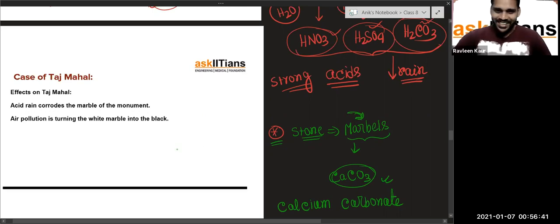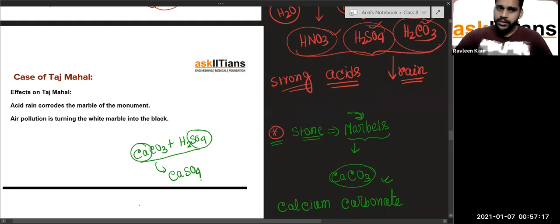Now these are marbles, meaning the tiles, the marbles. They are made up of calcium carbonate only. I'm just telling you the whole reaction that happens. Let's take any one of the acids, H2SO4, which would work. From the acid rain, it is coming down, and together they make calcium sulfate.